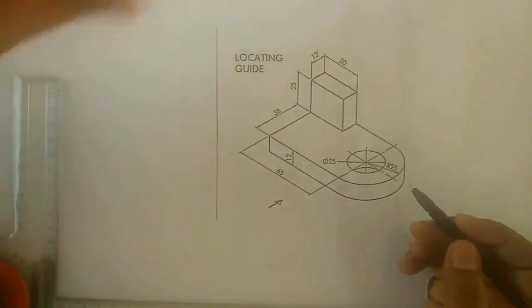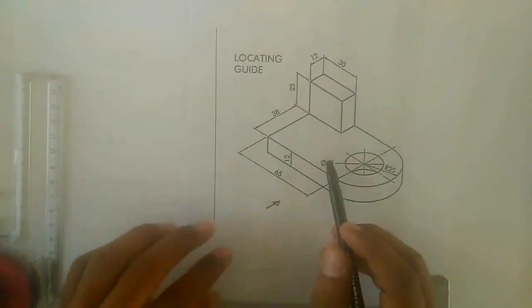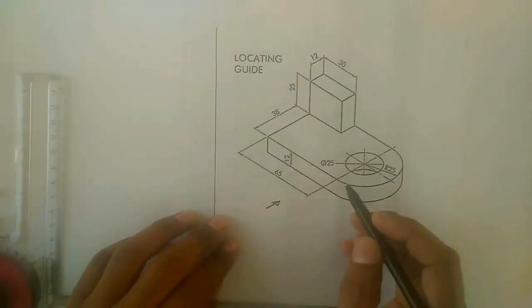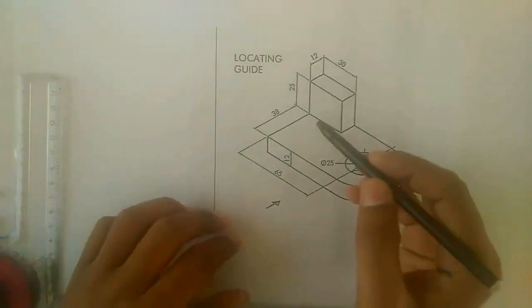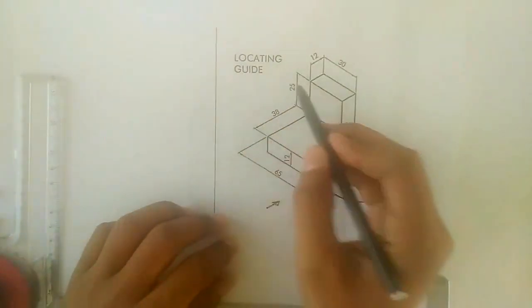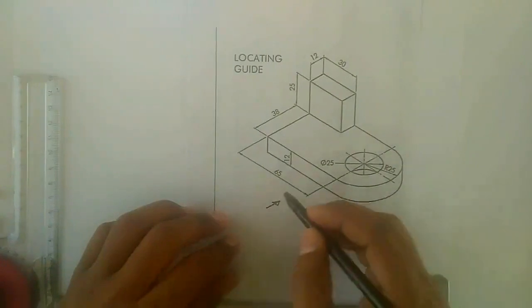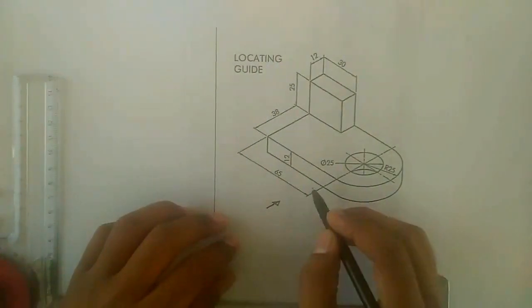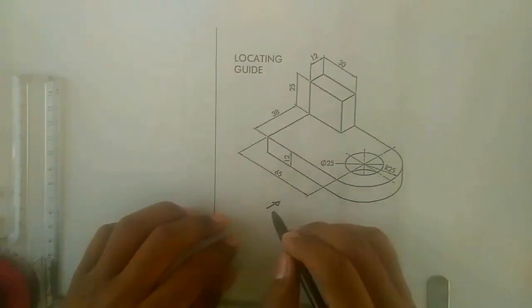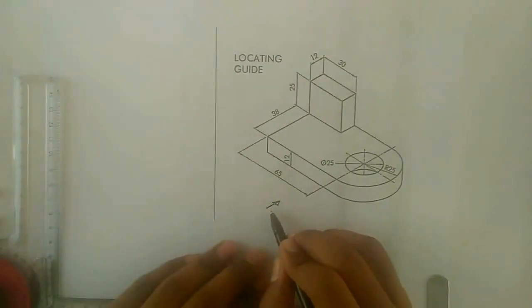Hello everyone. In this video, I am going to explain how to draw orthographic projections of this given object. This is the locating guide. Its different dimensions are given here. And we have to draw its front view, top view and side view. So this arrow indicates the direction of the observer.